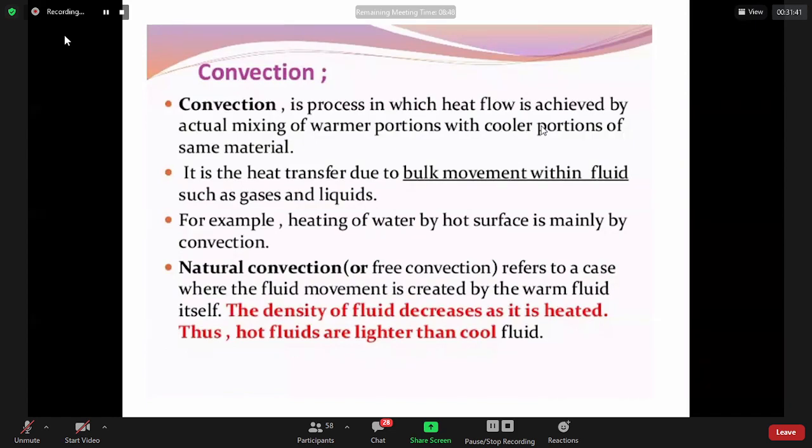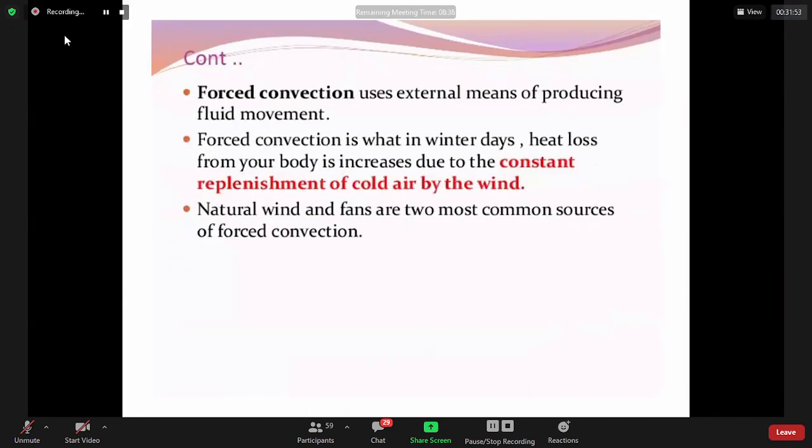So the density of the fluid decreases as it is heated. Therefore, hot fluids are lighter than cool fluids. That is something very important which I shouldn't have missed. Now, forced convection uses external means of producing fluid movement.